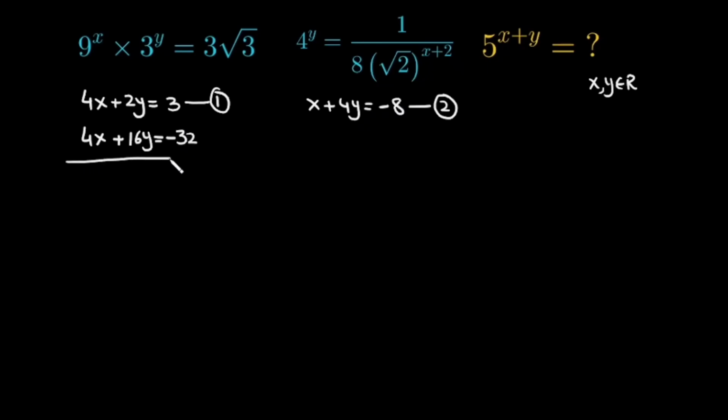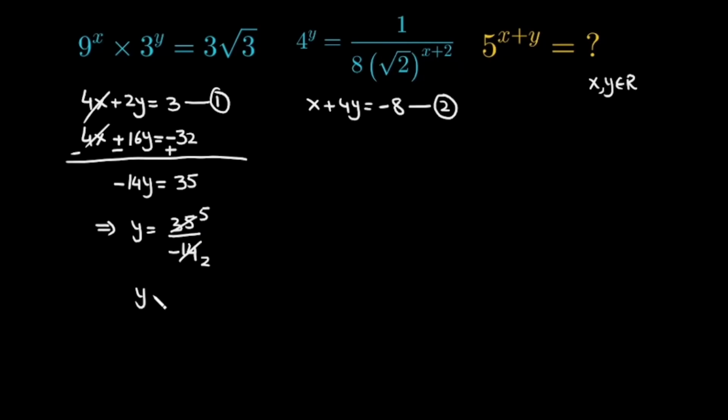We will subtract. When we subtract, we change the sign. 4x cancels with 4x. So this is minus 16y plus 2y. This is minus 14y equals 32 plus 3. This is 35. So this implies that y is equal to 35 over minus 14. So remove the common factor. 7 times 2, 14. 7 times 5, 35. So y is equal to minus 5 over 2.